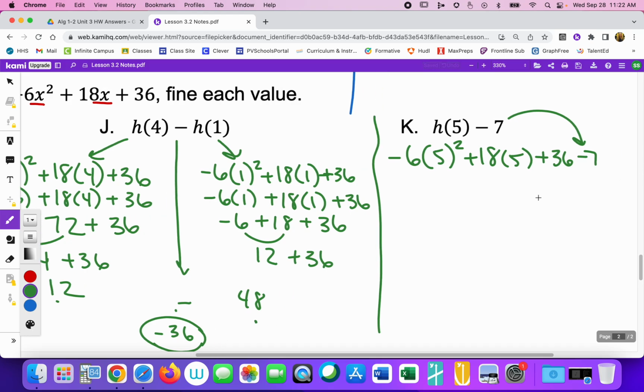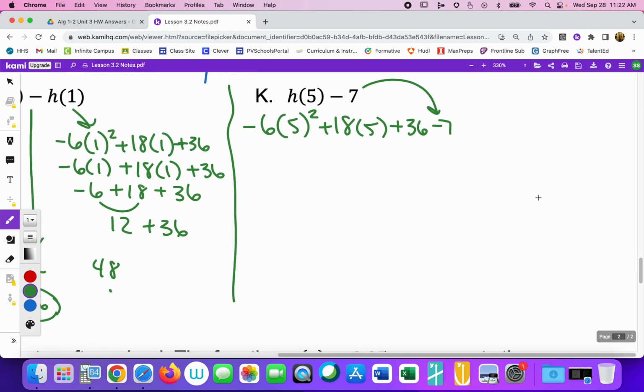Okay. 5 squared. 25. What is negative 6 times 25? Negative 150. Okay, so negative 6 times 25 is negative 150. 18 times 5?